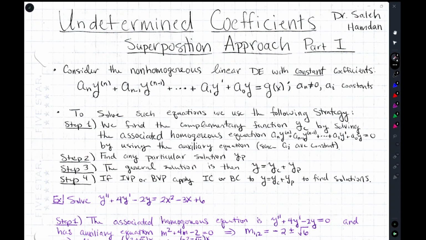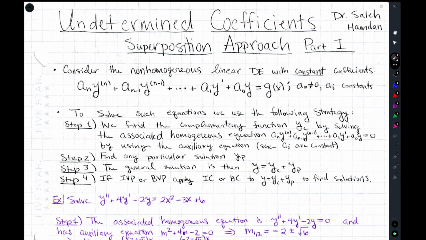We've learned how to solve differential equations with constant coefficients that are homogeneous. That is, that are in this form that you see here, with the g of x being equal to 0. Now we're going to take a look at the non-homogeneous linear differential equations with constant coefficients. So we're still in the domain of constant coefficients, but this time we have a non-homogeneous differential equation.